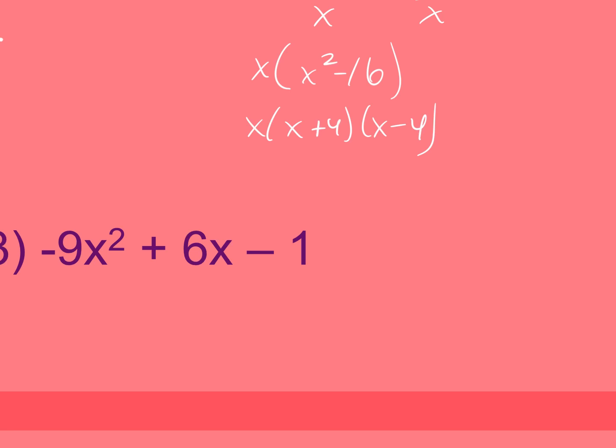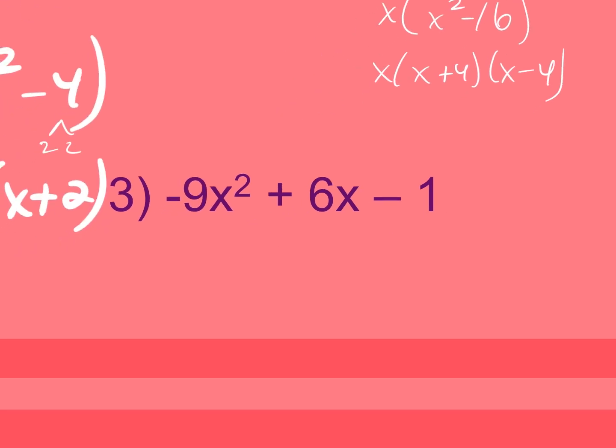Number 3, what's the issue with number 3? We talked about something like this yesterday. What's wrong, Frank? Starts with a negative. We don't like that. So what should we do immediately? Factor out the negative. Is there, other than negative 1, anything else that we can take out of all three terms? No. So let's just go ahead and factor that out. We're going to divide everything by negative 1. My negative 1 goes out in front.